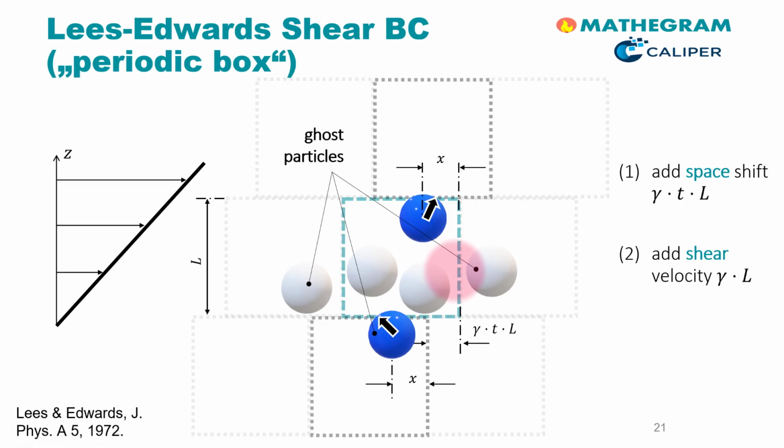Putting all this together yields the famous Lees-Edwards boundary condition. As you can see, it is essentially a ghost particle approach that considers the shear deformation of an imaginary box, here shown with the turquoise color.